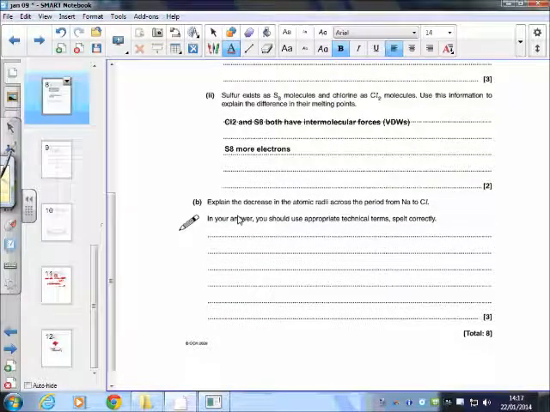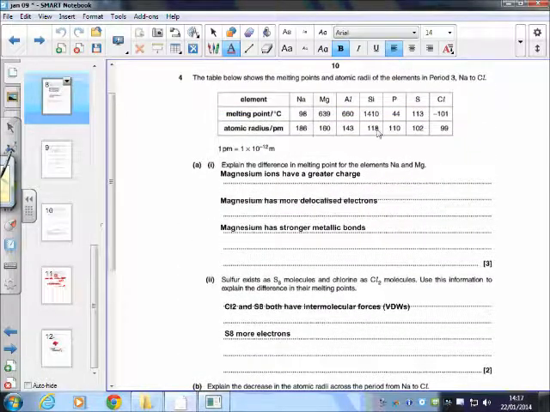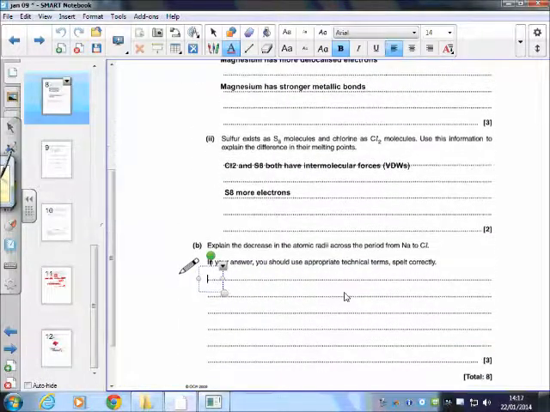So B. Explain the decrease in the atomic radii across the period from sodium to chlorine. In your answer, you should use appropriate technical terms spelt correctly. So this is where you get marks now for using correct spelling of key terms. Anything with a pen like this, just keep your eye out for what they're asking you for. So as we go across, why does that atomic radius decrease? Okay, in that table again, atomic radius is decreasing.